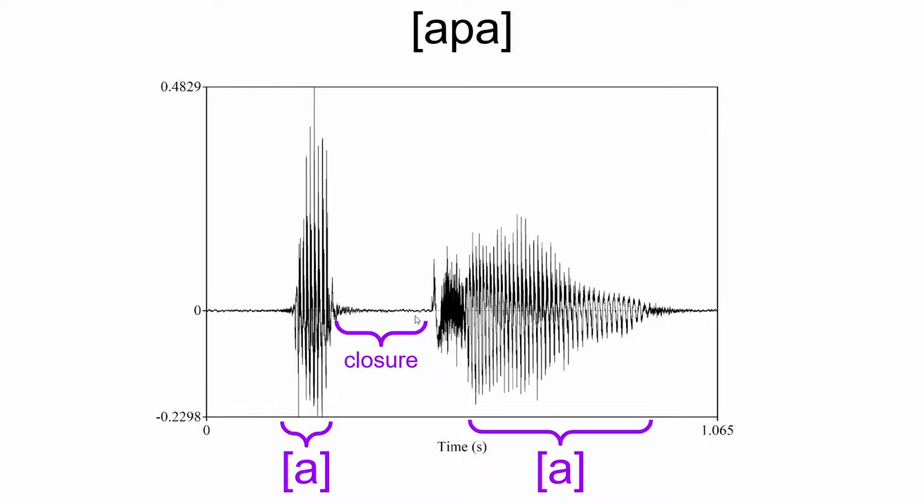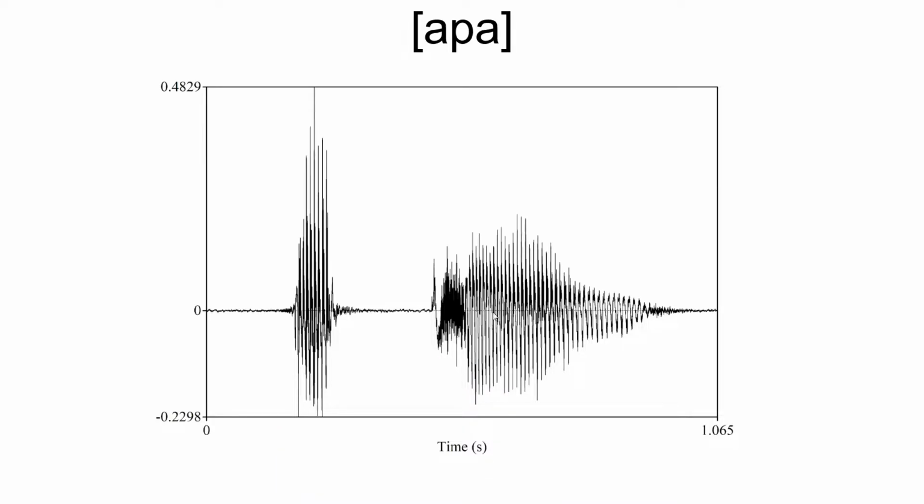That's the closure portion. And then that's immediately followed by this brief spike up and down. That's an impulse. That's the burst caused by the release of that closure. And then in this case, we also have a little bit of aspiration following that. Okay, so that's what it looks like in a waveform.